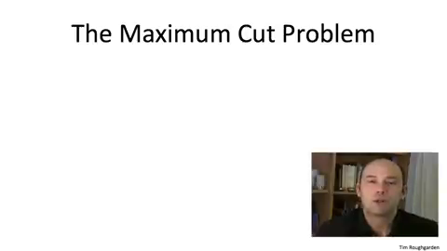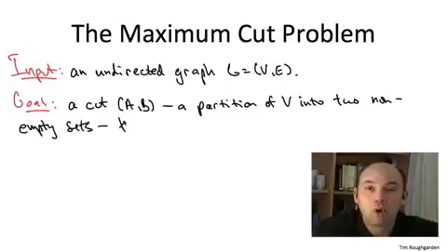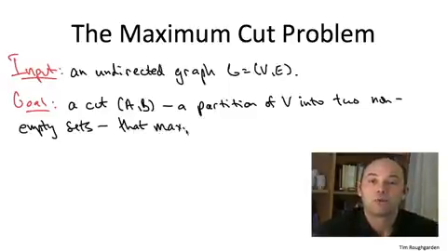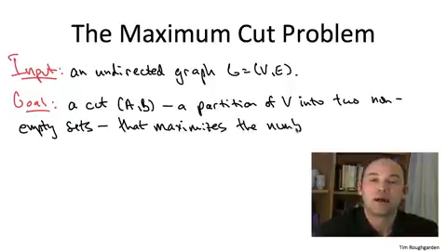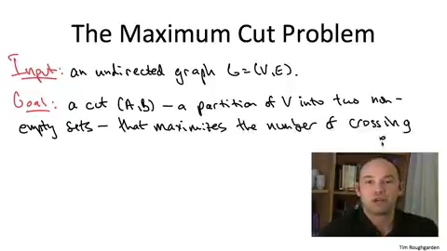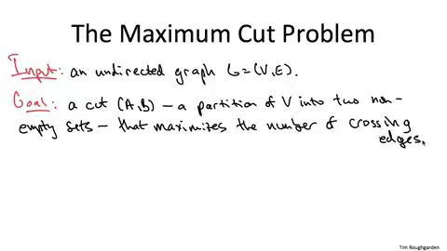Some of you might remember that we studied the minimum cut problem in part 1 of the course, in particular Karger's randomized contraction algorithm. That problem was defined as seeking out the cut of the graph that minimizes the number of crossing edges. The maximum cut problem, naturally enough, we want the cut that maximizes the number of crossing edges.